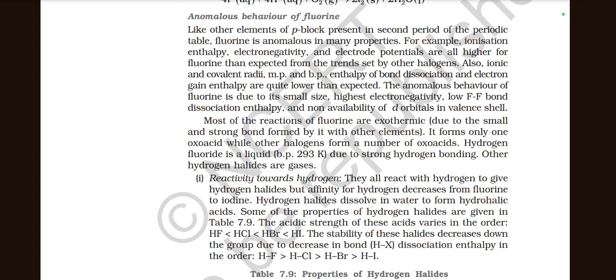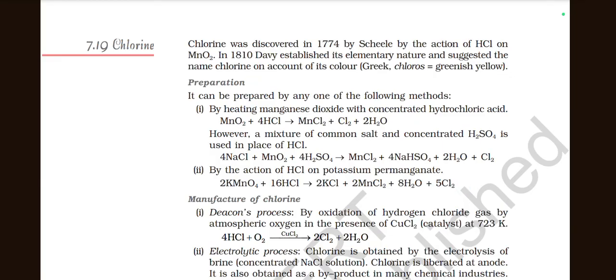Chlorine was discovered in 1774 by Scheele by the action of HCl on MnO2. In 1810, Davy established its elementary nature and suggested the name chlorine on account of its color, from the Greek chloros, greenish yellow. Preparation: it can be prepared by many methods, by heating manganese dioxide with concentrated hydrochloric acid or by the action of HCl on potassium permanganate. Manufacture of chlorine: Deacon's process, electrolytic process.